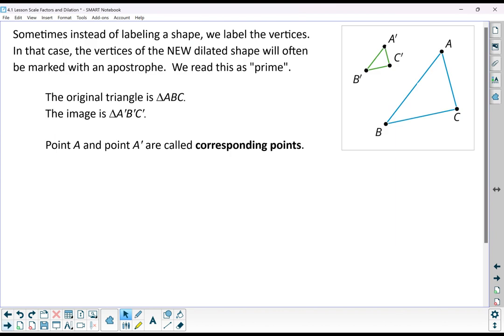Okay, sometimes instead of labeling a shape, we would label the vertices. So my last few shapes, I just gave them a letter, but now this shape has vertices labeled A, B, C. You probably are familiar with this type of notation from your math class last year. And when we have the dilated shape from that original shape, we often use an apostrophe with the same letter, and we would read that apostrophe as prime. So this is triangle A prime, B prime, C prime. Point A and point A prime are called corresponding points.